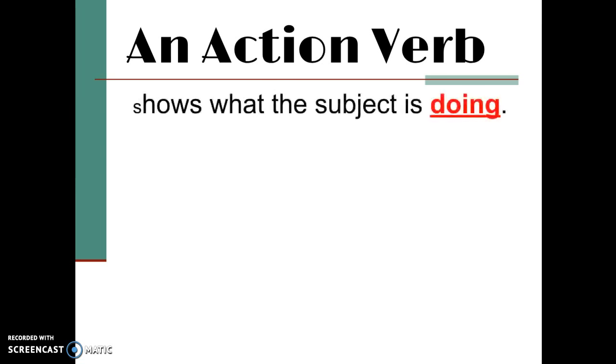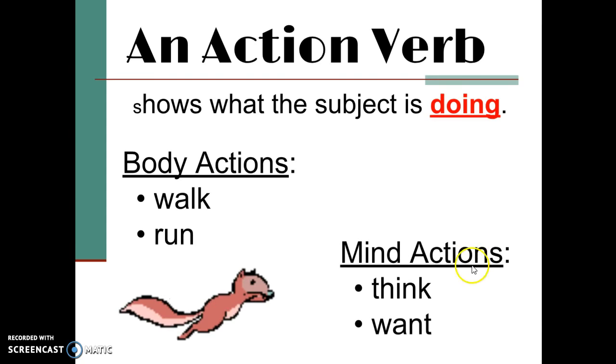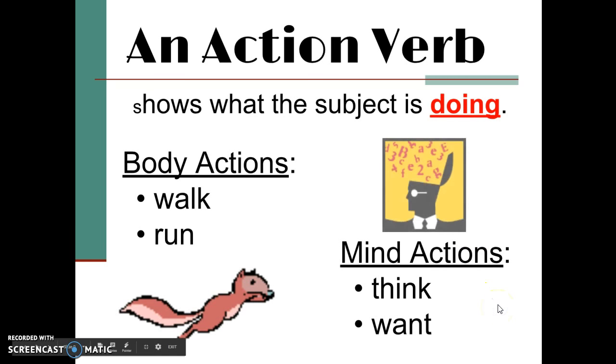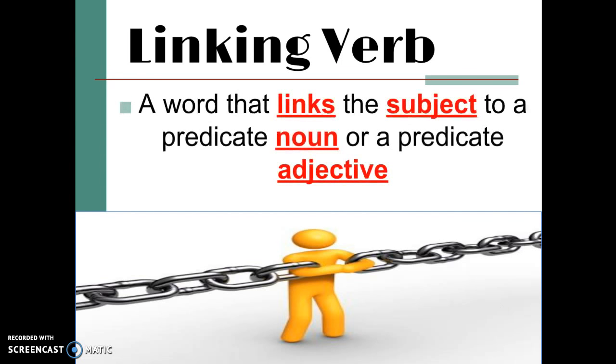An action verb shows what the subject is doing. We have physical actions like walking and running. And then we have mental actions like thinking and wanting something. Linking verbs are words that link the subject to a predicate noun or a predicate adjective. So if we said, the man is strong, the man is the subject, is is the linking verb, and strong goes back and describes that subject. The man is plastic. Okay, that goes back and describes that man.